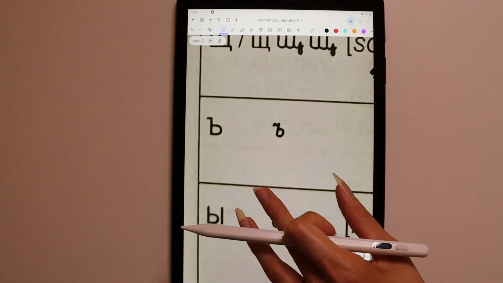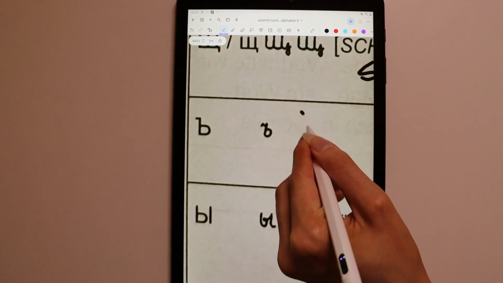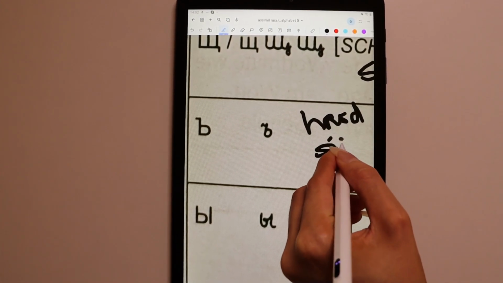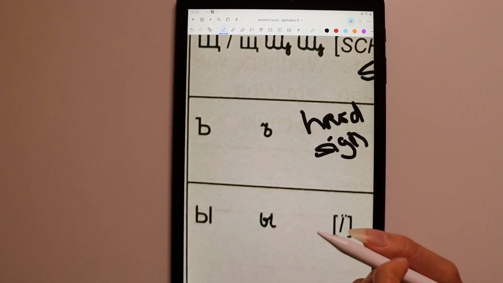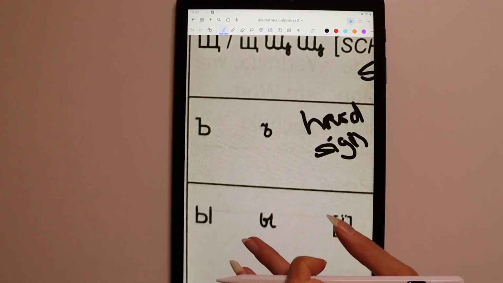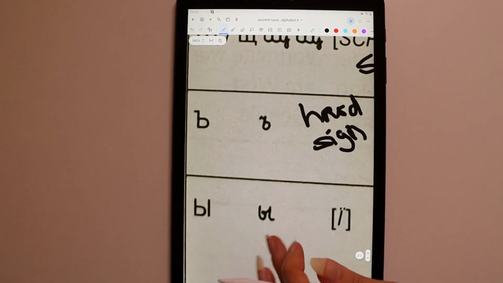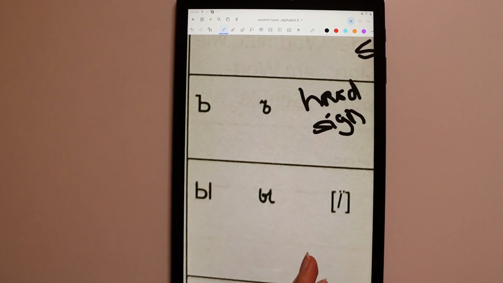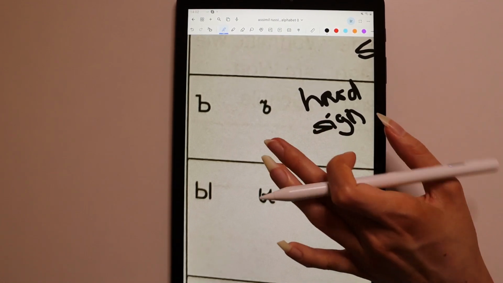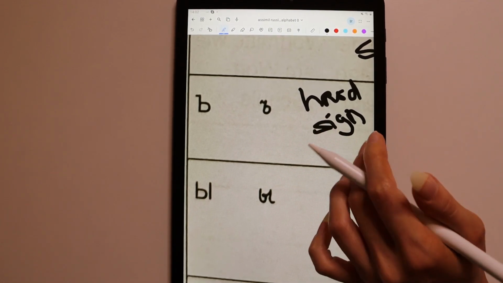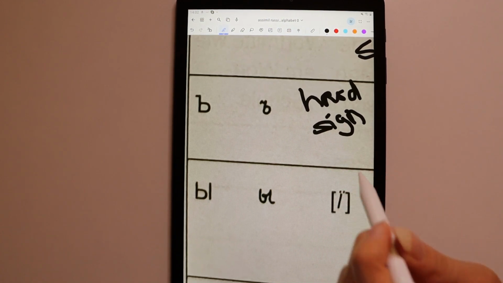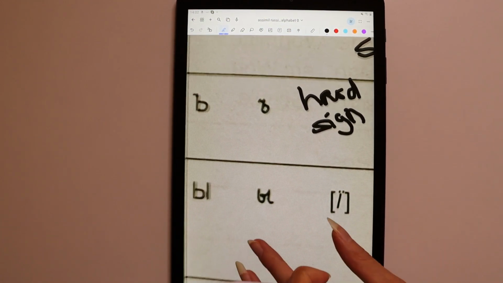So now we have the hard sign. The hard sign, tvirdi znak. Tvirdi znak. The hard sign, and this basically means that the letter before this sign is a hard letter, so to say. The letter is harder pronounced.